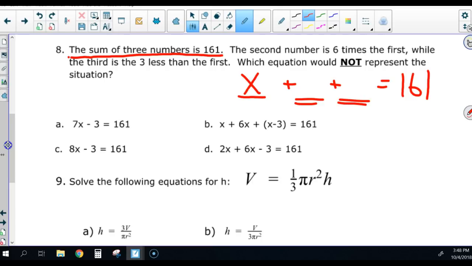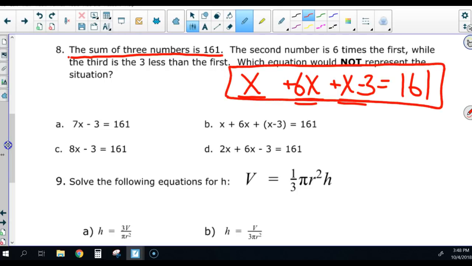The second number is 6 times the first. Well, that's 6x. While the third number is 3 less than the first. So minus 3 from the first, which is x. They want to know which equation would not represent this situation. Well, this equation obviously represents it. That is B. So they want the one that doesn't.